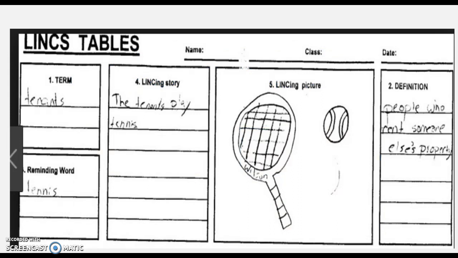And here is also an example of the LINCS. It's not an index card, but I think it's also a good little worksheet that the students can use to be able to define definitions that are challenging to them.